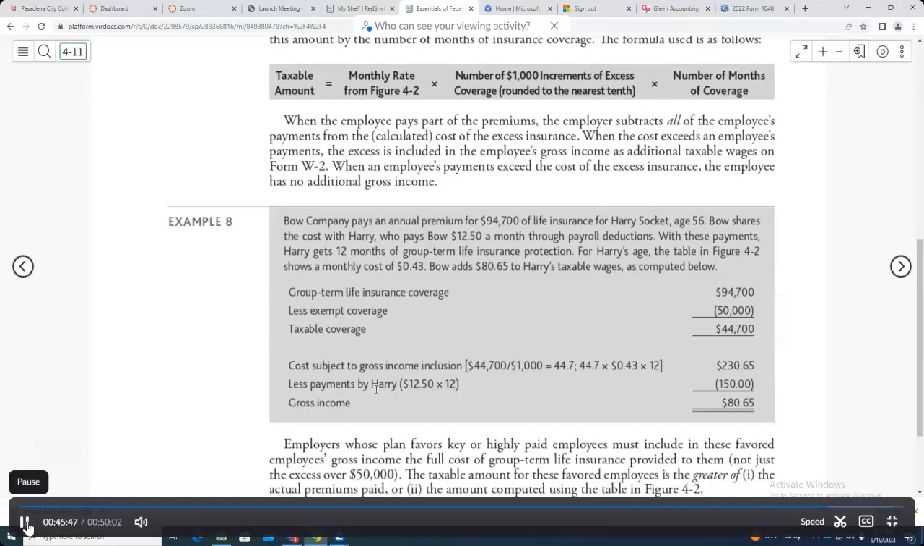However, Harry is paying $150 a year for that extra life insurance. Because he's paying $150 extra, but it's not enough, the remaining balance is going to become taxable income.